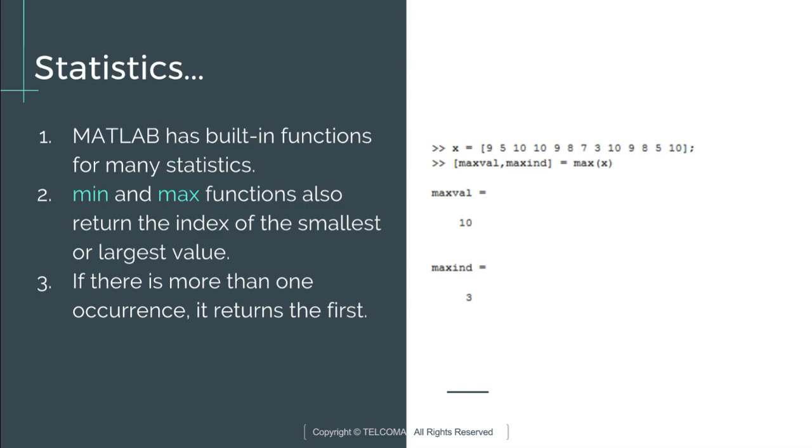Like I have written the example as x equals having some values. Now I want to calculate the maximum value and maximum index by using the max function. Just simply write max of x. Now I have found that the maximum value is equal to 10 and the maximum index equals 3. Therefore, these functions return the index of the smallest or largest values. If there is more than one occurrence, it returns the first.